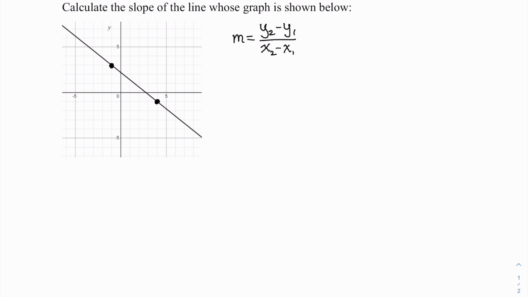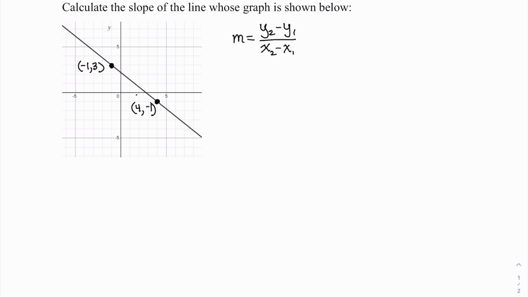So from the origin, I have to go left 1 and up 3 to get to this first point. So we're going to write that as left 1, so -1, comma, up 3, positive 3. And for the second point that we designated, from the origin, we need to go right 4 and down 1. So positive 4, comma, -1 for those coordinates.